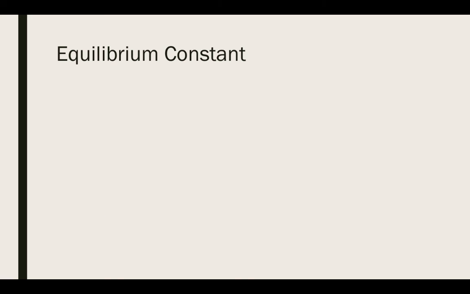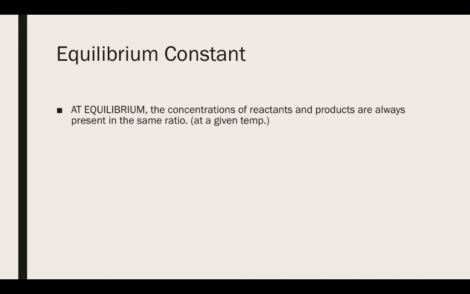Let's review some final important notes about the equilibrium constant. At equilibrium, the concentrations of reactants and products are always present in the same ratio at a particular temperature, as we saw in the previous slide. This will result in the same K value for the system regardless of the amounts of reactants and products you start with, since the ratio will remain the same. This is only true as long as the temperature is held constant.